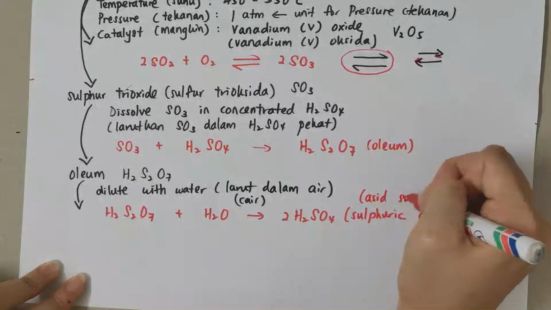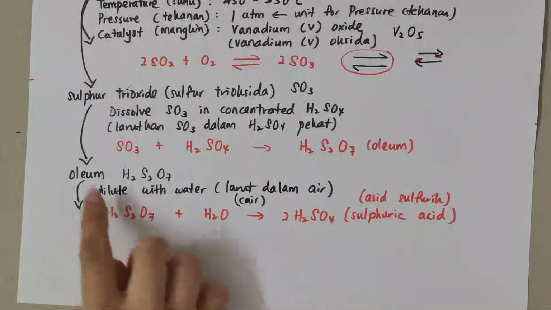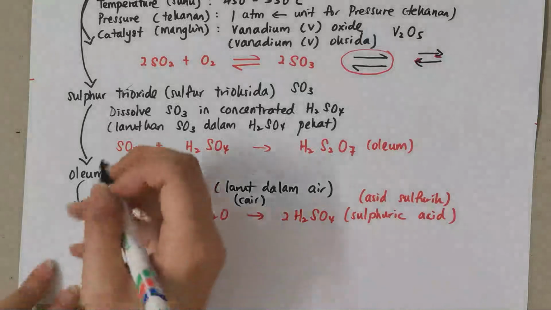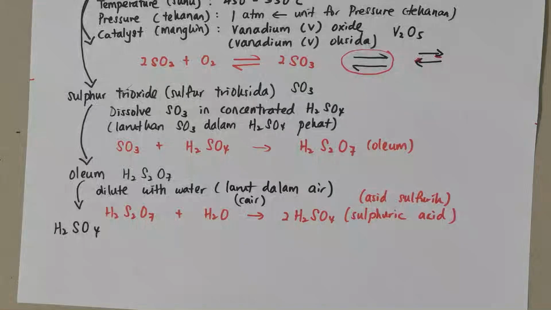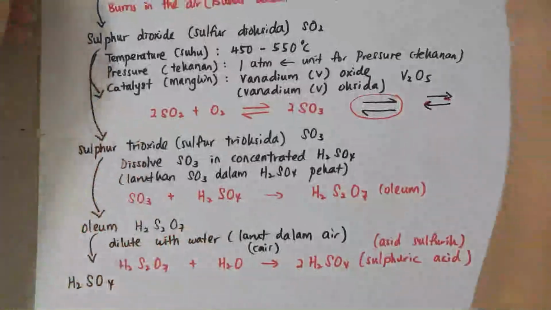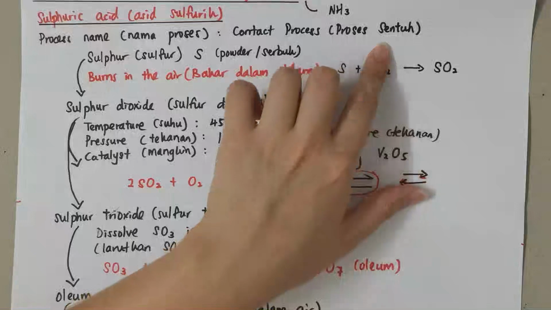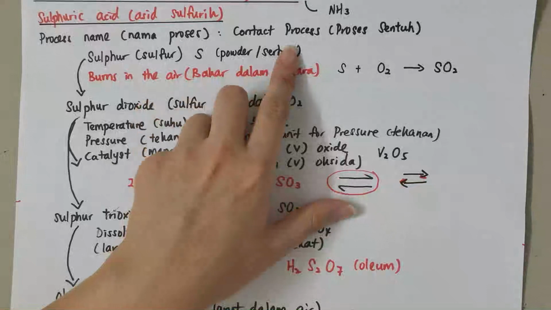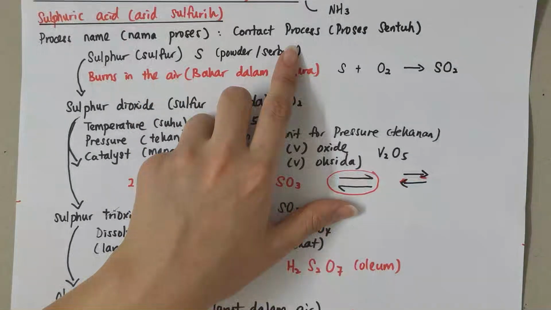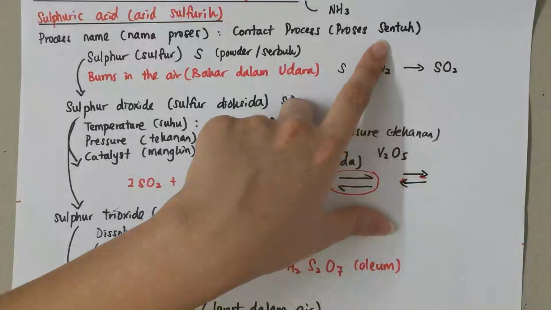Since oleum, this is the chemical equation. So finally, we get H2SO4. This is the final product. And the name of the process is the contact process, proses sentuh. In the exam, normally they will ask what is the name of the process that manufactures sulfuric acid. Namakan proses yang membuat asid sulfurik. The answer will be proses sentuh, or contact process.